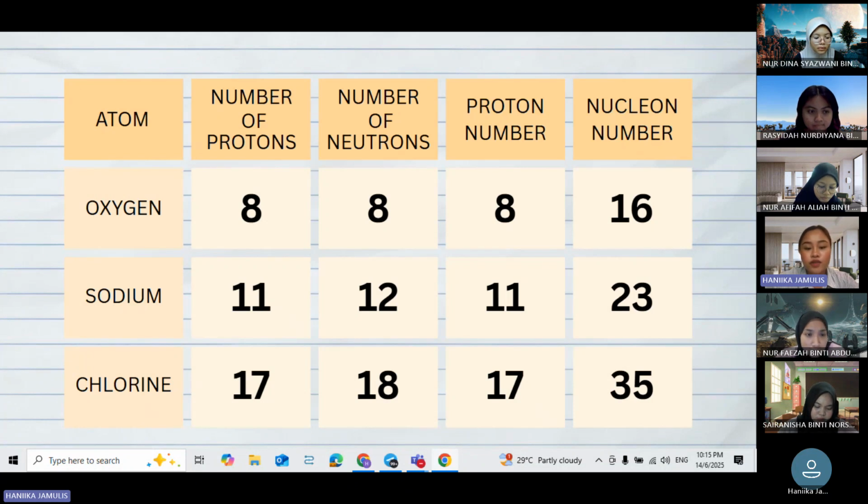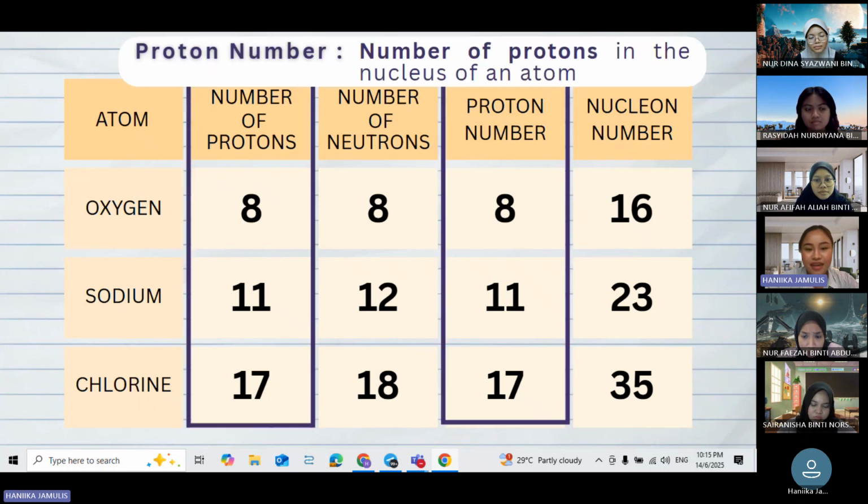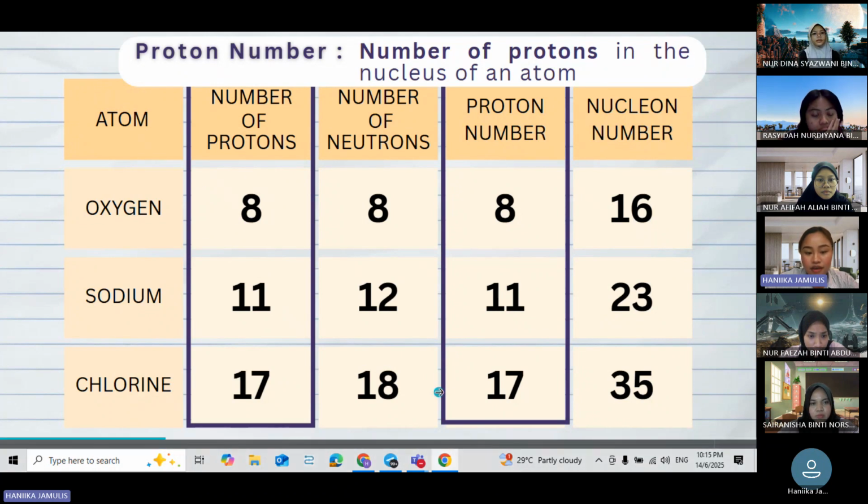Okay, I want everyone to look at this table and tell me what you can see from this table. The number of protons and proton number is the same, teacher. Yes, that is exactly right, Nana. Like Nana said, the number of protons and the proton number is the same because based on the definition of proton number, it is the number of protons in the nucleus of an atom. Okay.